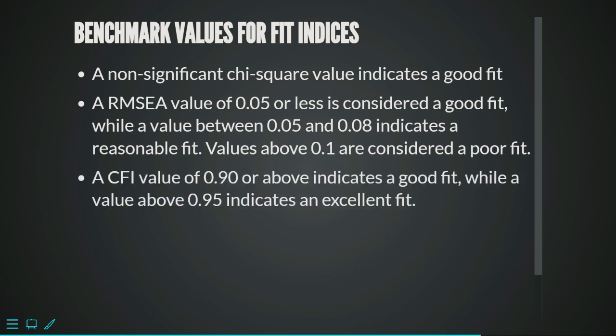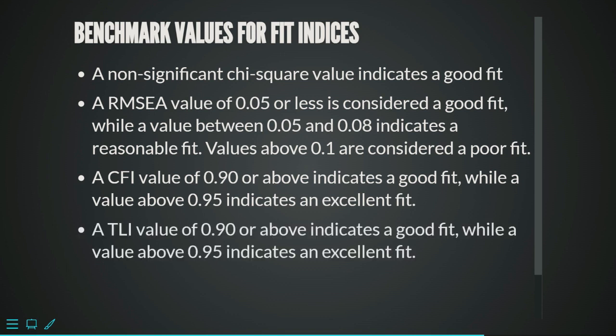Then we have the CFI, comparative fit index. A value of 0.9 or above indicates a good fit, while anything above 0.95 indicates an excellent fit. So which means in a CFI, if you're having a value of 0.1, 0.2, then you're having a very poor model fit. Then we have the TLI, Tucker-Lewis index. A value of 0.9, just like the CFI, also indicates a good fit. A value of 0.95 indicates an excellent fit. Sometimes in some literature, any value of 0.8, 0.85 is also acceptable. But every time we're talking of values of 0.2, 0.3, this is an indication of a poor model fit.